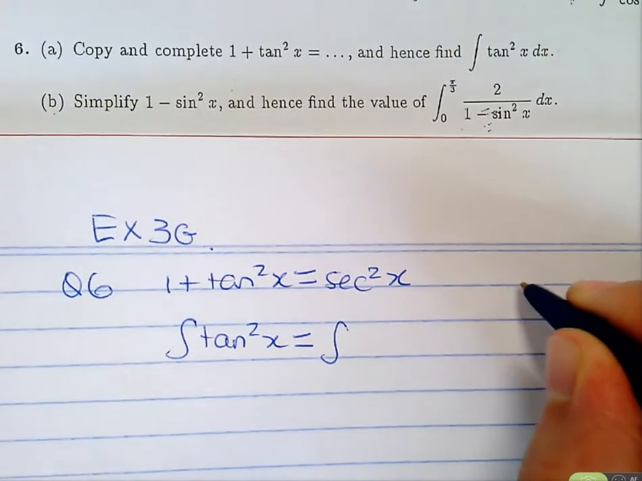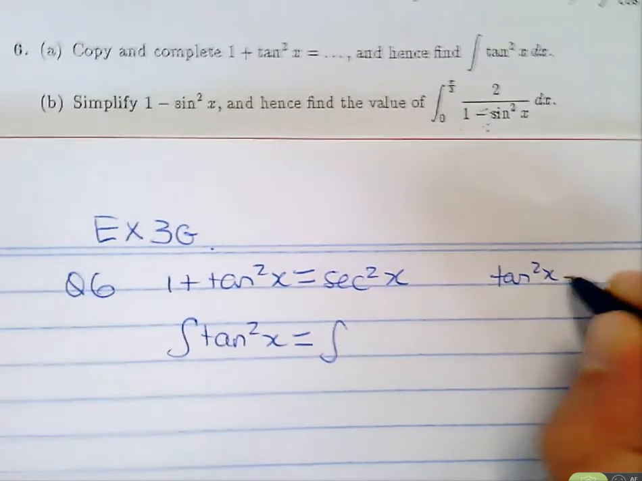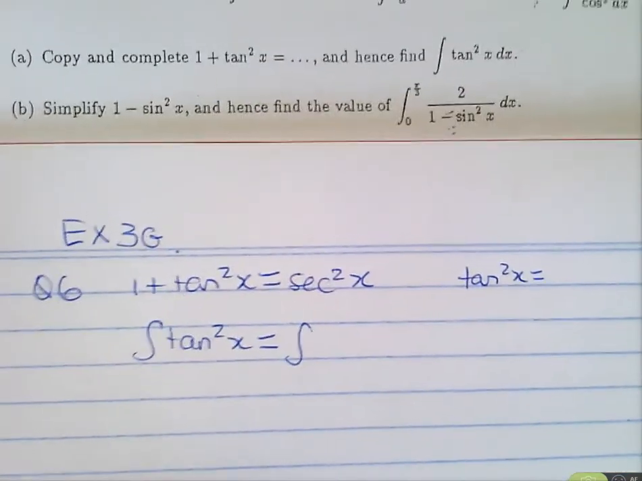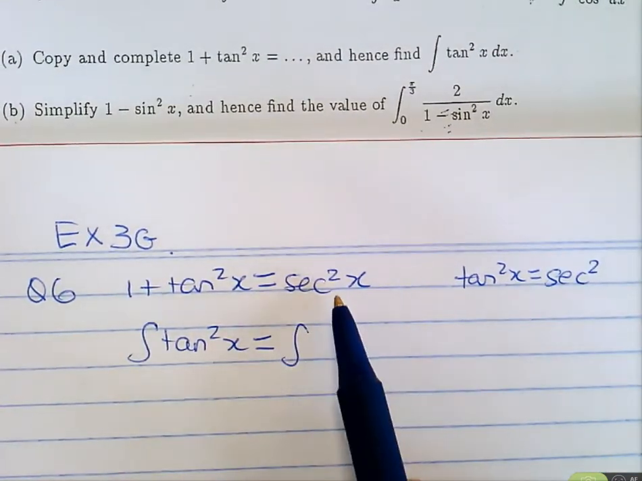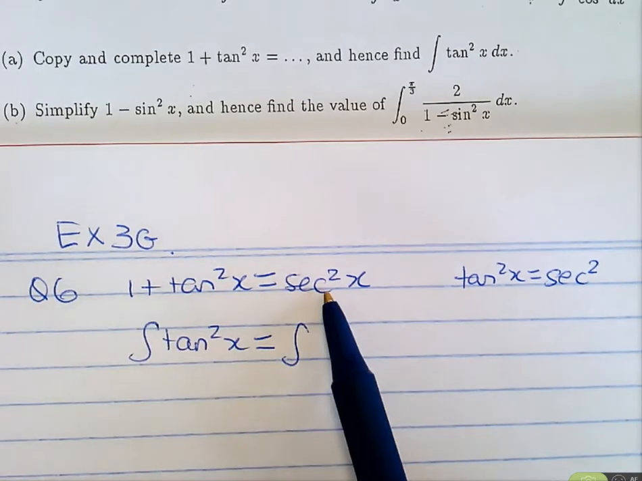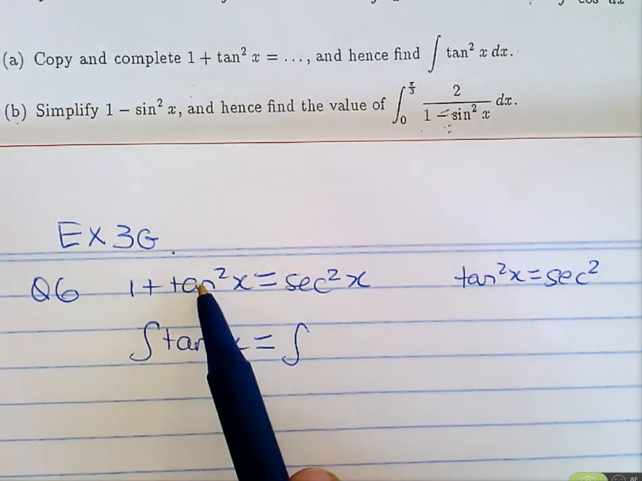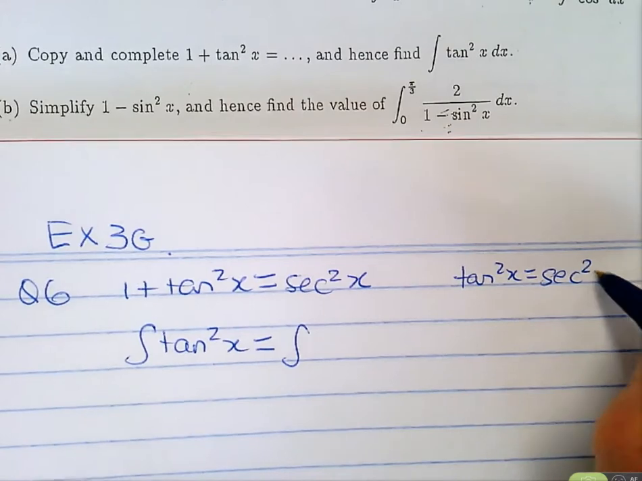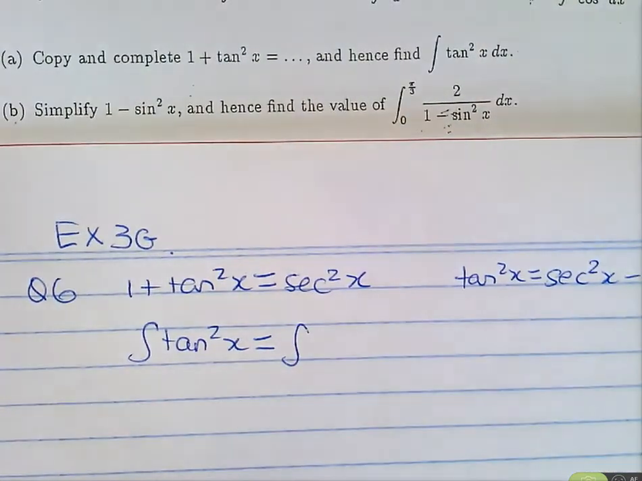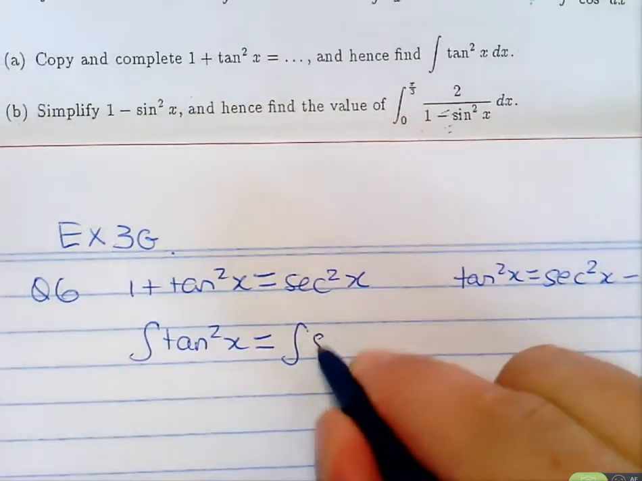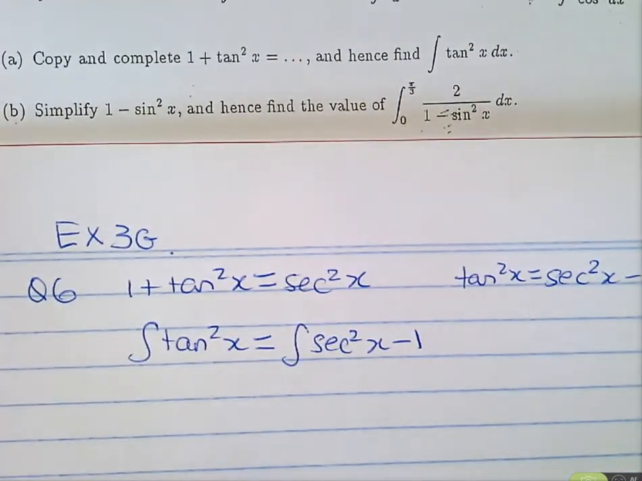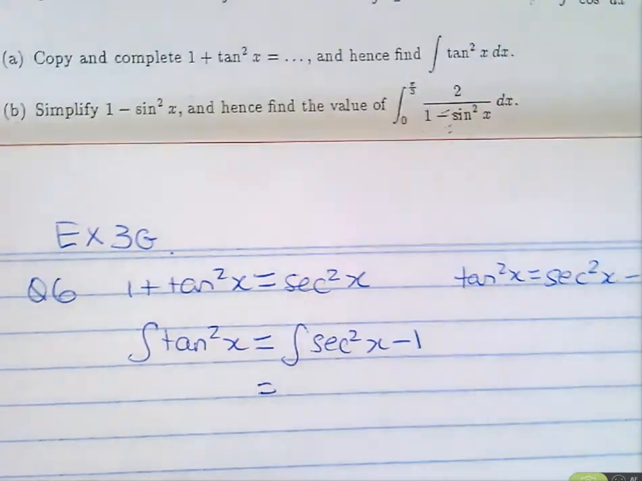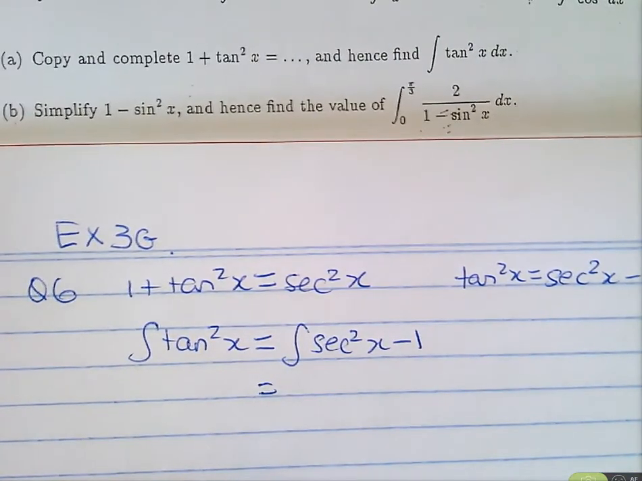Isn't it the same as, what does tan squared x equal here? Yes, from 2 unit. So 1 plus tan squared x is sec squared x. What's tan squared x there? Sec squared x minus 1. Good. So if you want to integrate tan squared x, you actually integrate sec squared x minus 1. Do you get it? Okay, so if you're ever asked to integrate tan squared x, that's what you would do.